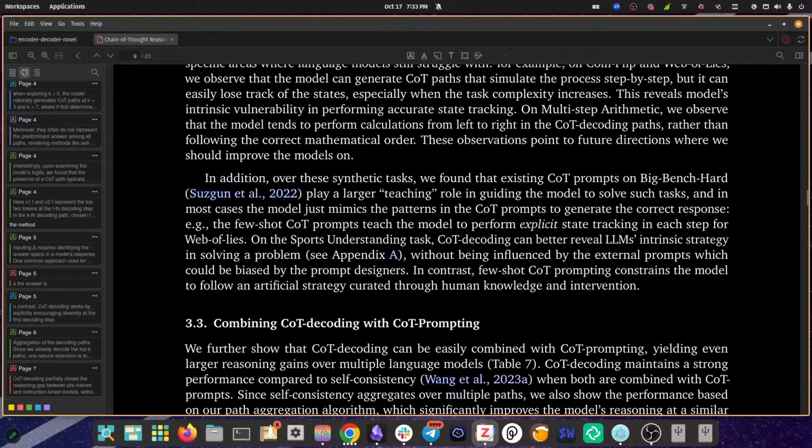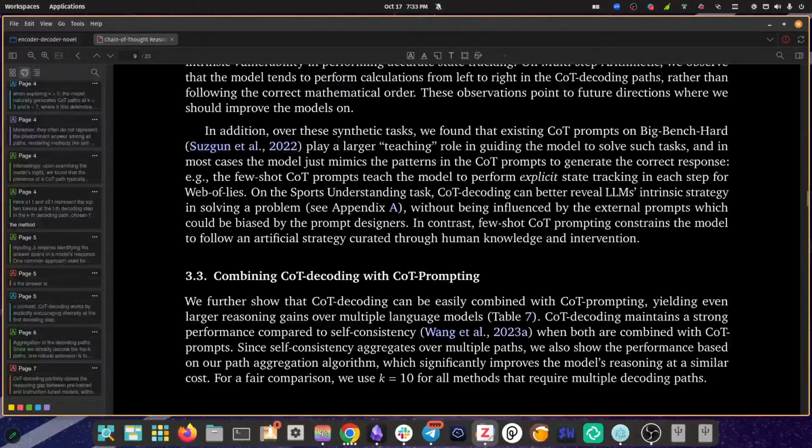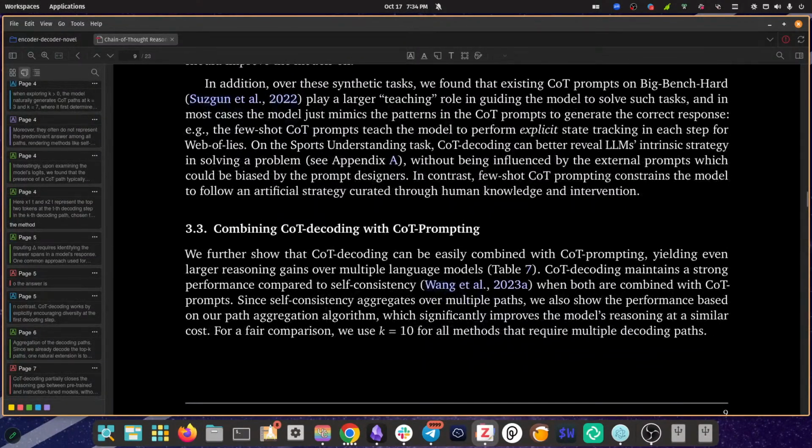Existing COT prompts on Big Bench Hard play a larger teaching role in guiding the model to solve such tasks, and in most cases the model just mimics the patterns in the COT prompts to generate the correct response. Big Bench, whether chain of thought can solve them. E.g., the few-shot COT prompts teach the model to perform explicit state tracking in each step for Web of Lies. I'm a little fuzzy here just because I don't know what a Web of Lies exactly is, and then, how are you few-shotting? Does Big Bench default you to prompts that include a COT? I don't really know.